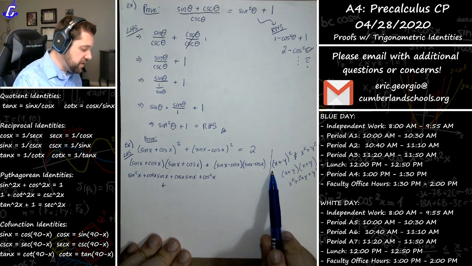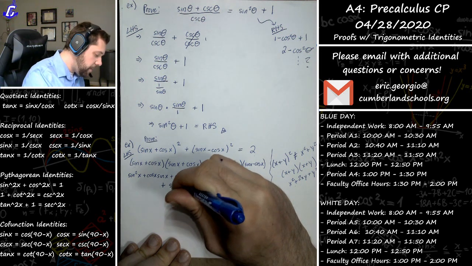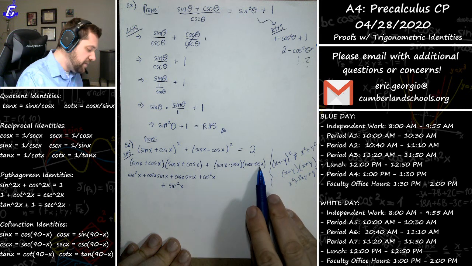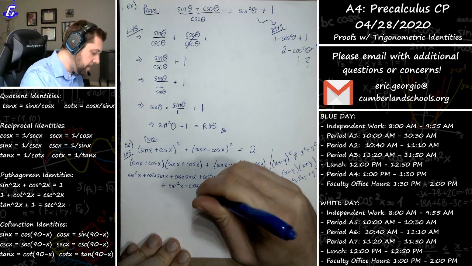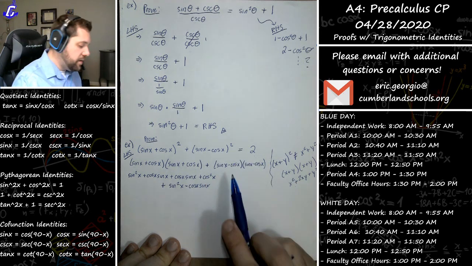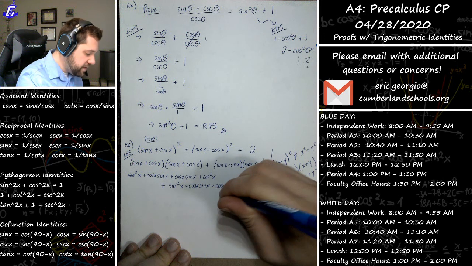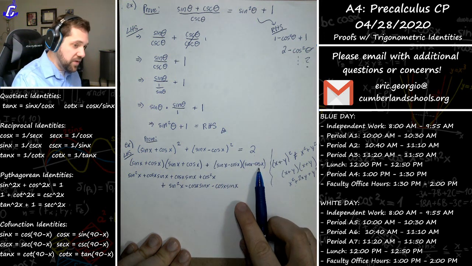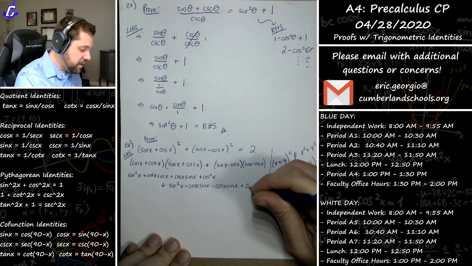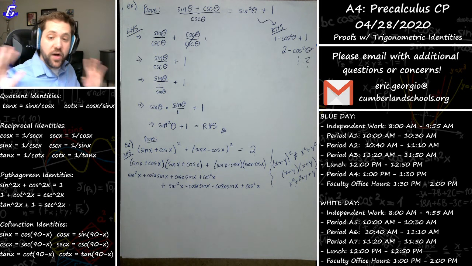Okay? Now let's do this one right here. We have sine of x times sine of x is sine squared of x. Sine of x times negative cosine of x is minus cosine x sine x. Negative cosine x times sine x is another minus cosine x sine x. And then negative cosine of x times negative cosine of x is positive cosine squared of x. Again, you look at that and you're like, oh boy.